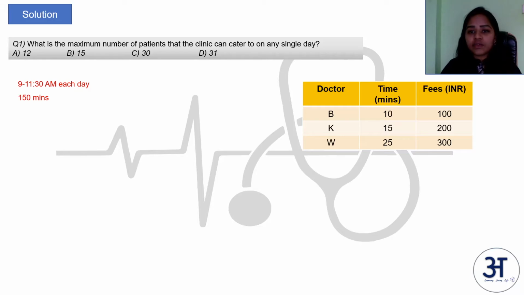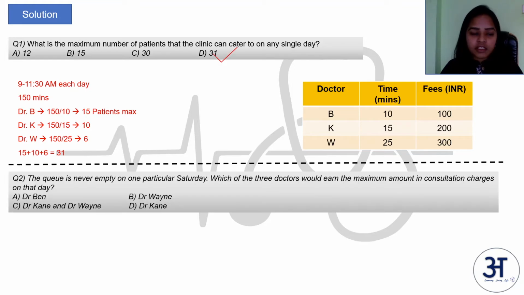So let us take the case of Dr. B. Dr. B can cater up to 150 by 10, that is 15 patients, because his consultation time is 10. Similarly, Dr. K, whose consultation time is 15 minutes, can cater up to 150 by 15, that is 10 patients at the max. Similarly, for W, it is 150 by 25, that is 6. So the total number of patients that the clinic can cater to in a particular day is 31 maximum, 15 plus 10 plus 6. Now let us look at question 2.